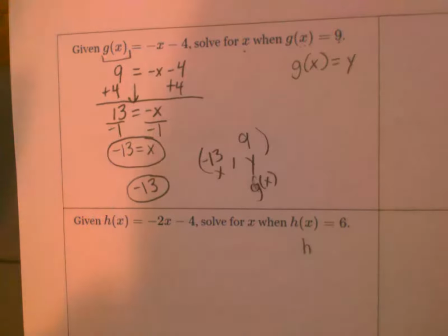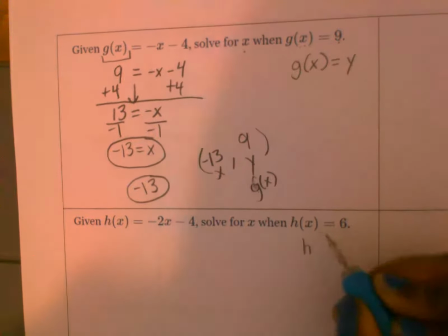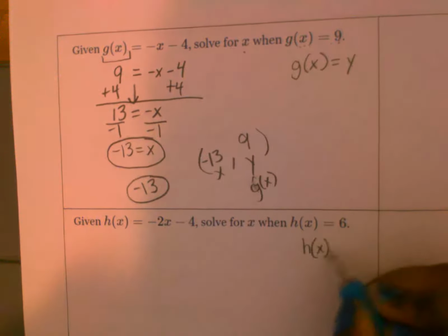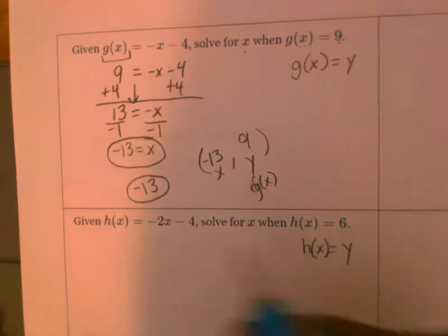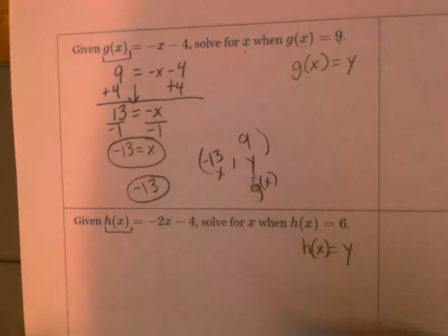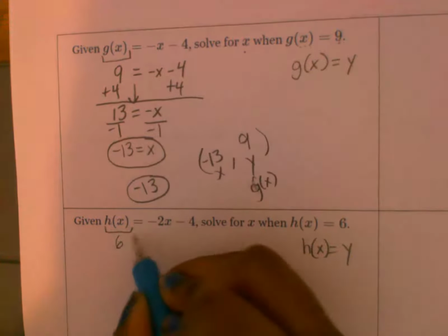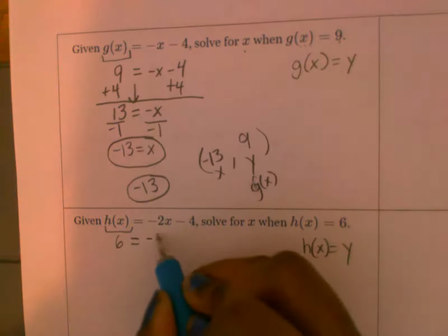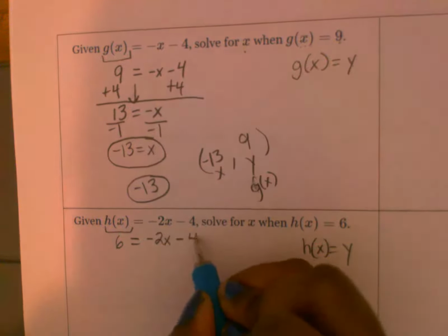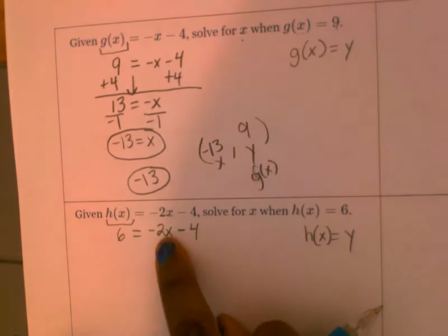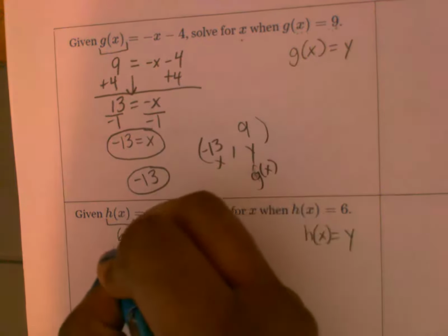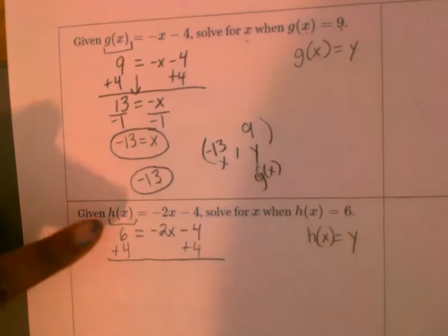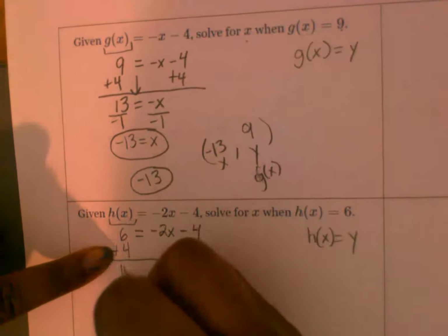Remember, h of x, g of x, whatever of x they give you is the same as saying y. So this time they give you y, or h of x, which is 6. So you're going to replace h of x or y with 6. And you're going to solve for x. Okay? So in order to solve for x, you get x by itself, you have to move this -4. So you're going to add 4 to both sides. When you add 4 to both sides, this is going to give you 10.